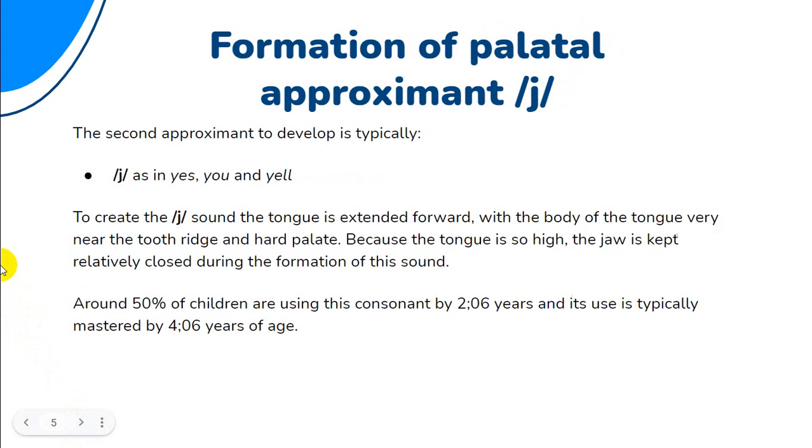Formation of palatal approximant J. The second approximant to develop is typically J, as in yes, U, and yell. To create the J sound, the tongue is extended forward, with the body of the tongue very near to the tooth ridge and hard palate. Because the tongue is so high, the jaw is kept relatively close during the formation of this sound. Around 50% of children are using this consonant by 2.6 years, and its use is typically mastered by 4.6 years of age.